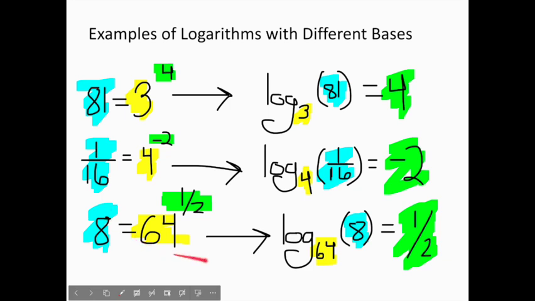Now, when I rewrite that in log form, my base here in yellow is 64. My argument here is 8. That's what I'm plugging in. And then what I get out is my exponent, which is 1/2.